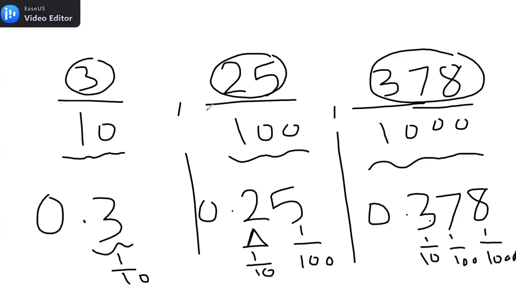Okay, so now I will give you some other examples and you can tell me how we can write them in the decimal form. Okay? 7 over 10. Go ahead. 0.7. Excellent. 0.7.